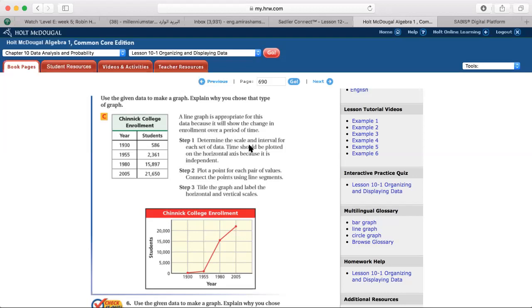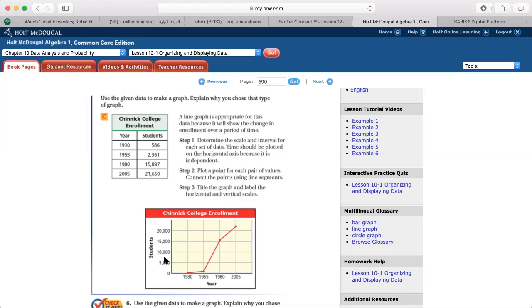Step 1, determine the scale and intervals for each set of data. Time should be plotted on the horizontal axis because it is independent. I will put down the time because it is independent, okay? Step 2, plot a point for each pair of values, then connect the points using line segments. And step 3, don't forget the title. Title the graph and label the horizontal and vertical scales. The title of the graph is Bailey College Enrollment, and the horizontal is year and the vertical is students.